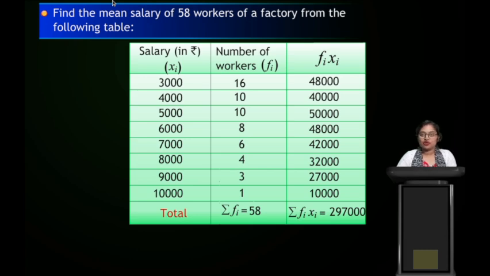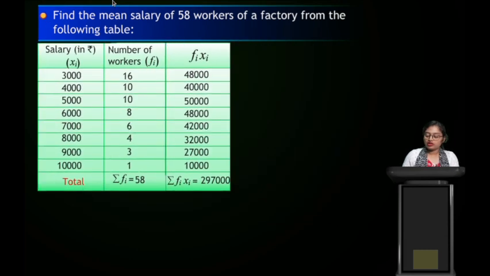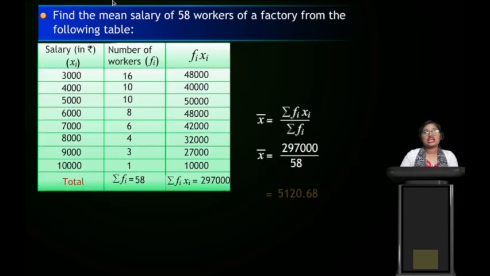Yes, we have to use the formula to find out the mean, right? So the formula for mean for this type of data, that is for tabulated type of data, we use sigma fi xi divided by sigma fi. So the value of sigma fi xi is 2,97,000. And what about the sigma fi? Yes, it is 58, isn't it?